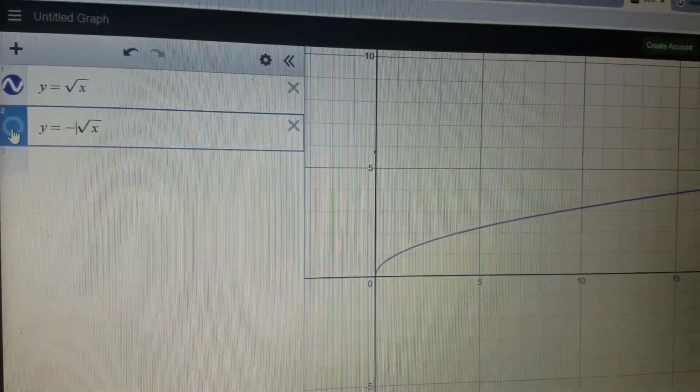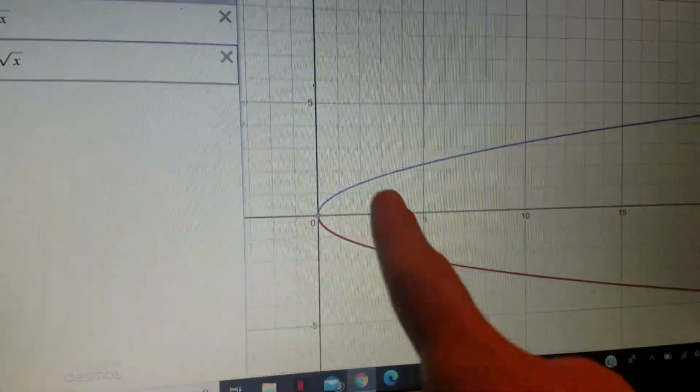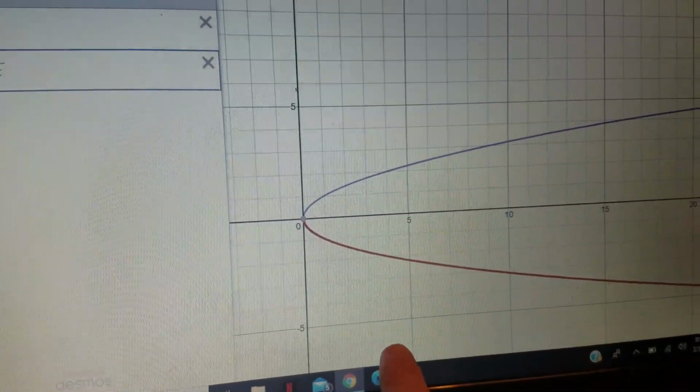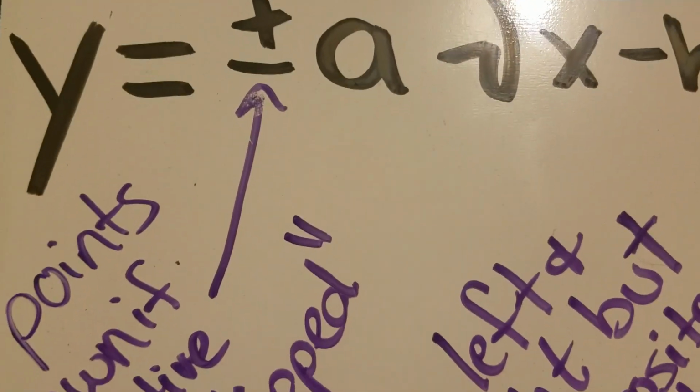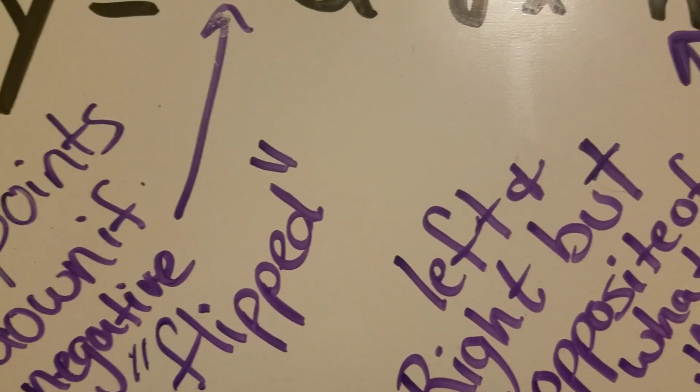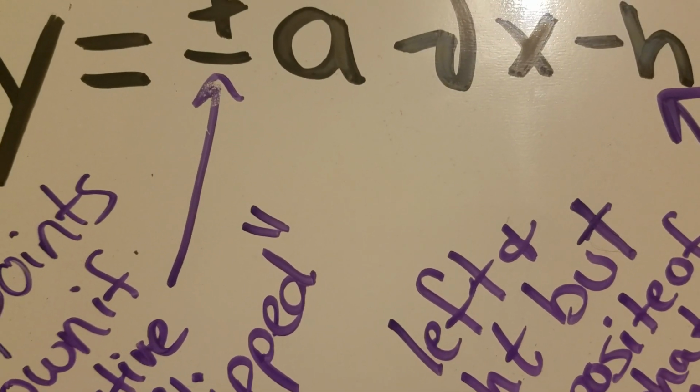It's going to be the red graph here. You can see that it turned it upside down. So if A is negative, it's going to point the graph downward, or it's going to flip it. A lot of times you'll hear us use the word flipped.